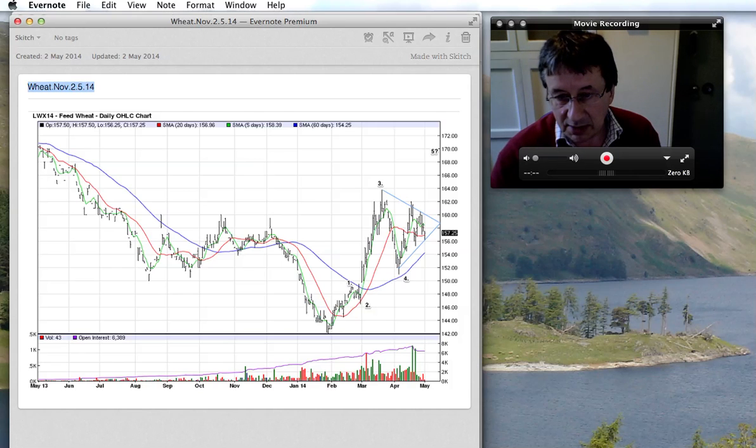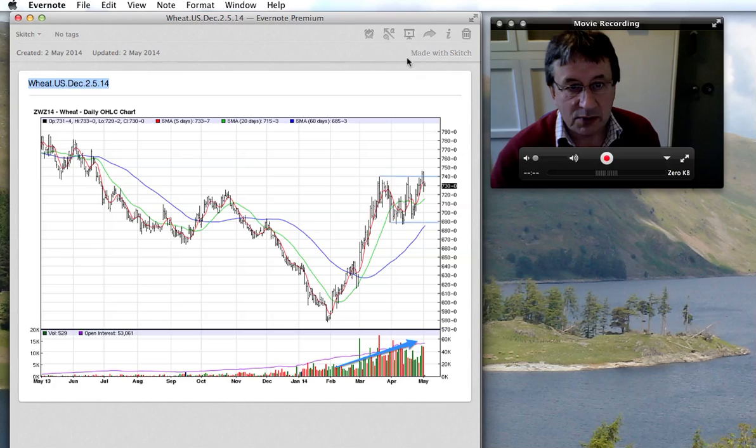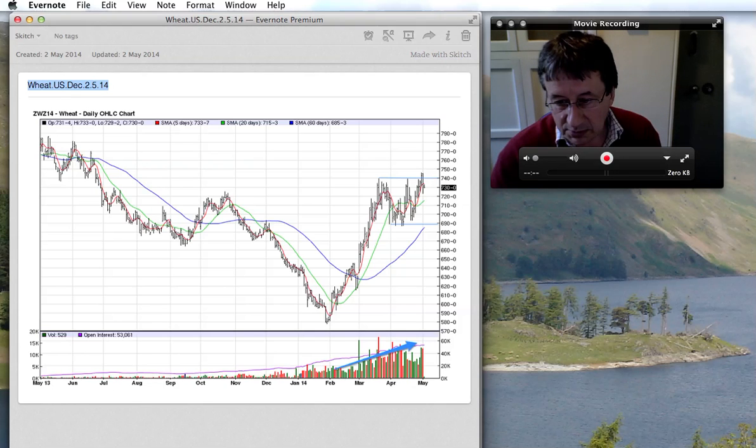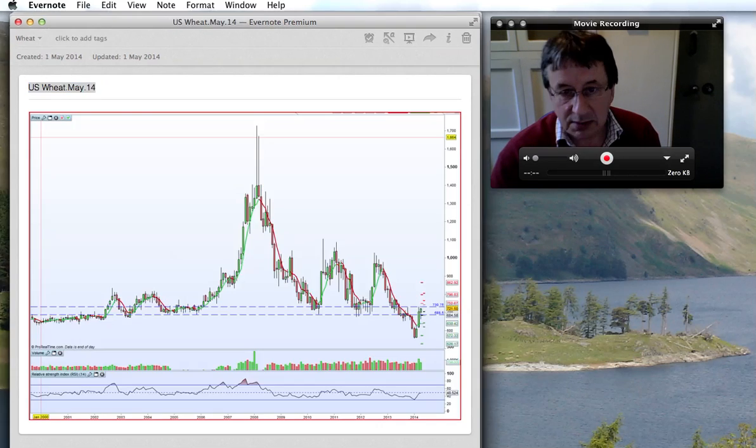If we then go on to see what's happening on the US wheat market, you can see quite clearly we've got the same kind of thing happening between 740 and 690. This is the December contract, the new contract. You can see how the volume is still going up, and that's quite encouraging. Just have a look, this is the US wheat.